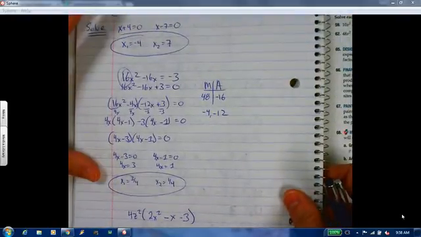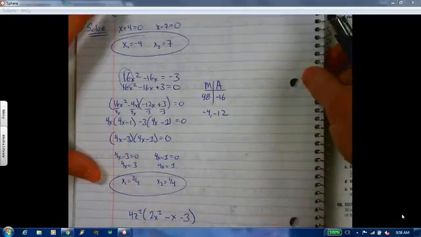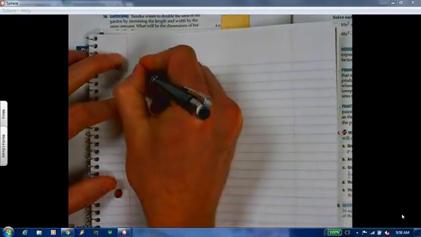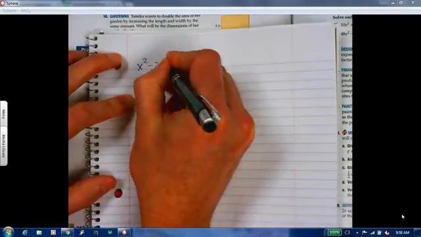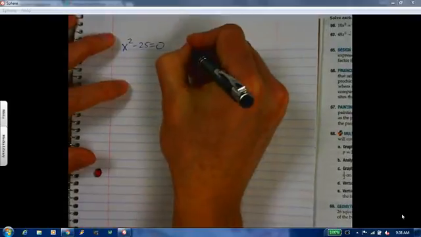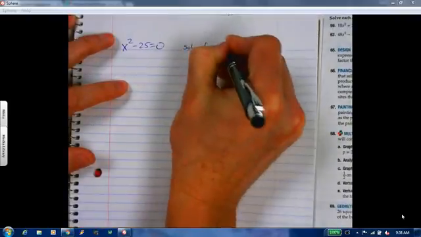Okay, now, back to the solving. These were the hardest ones. We're going to do the easier ones now, okay? So if you just have something that looks like a difference of squares, x squared minus 25 equals 0, is there a linear term? No. So here, I just want you to solve for the x squared.